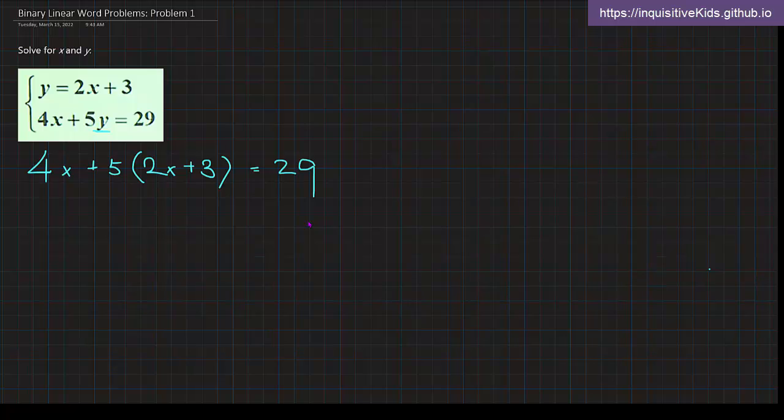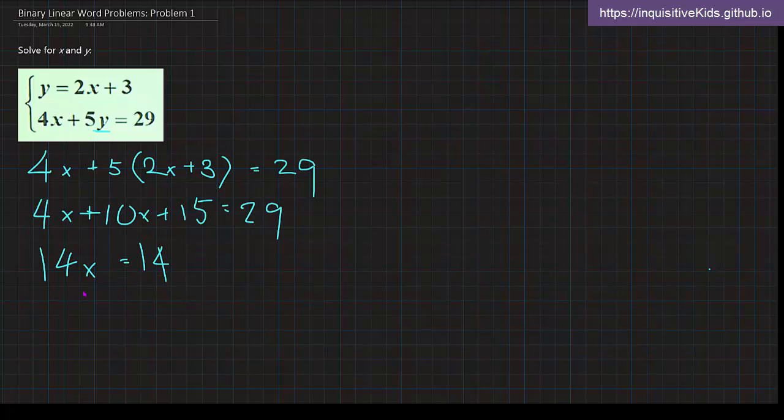Now we know how to solve it because we only have one variable here, and it's x, right? So this is called substitution. We can substitute a value into another value. So let's simplify. 4x plus, and we use the distributive property, so 10x plus 15 equals 29. So we know that 14x equals, and we can move this 15 to the right side, right? 29 minus 15 is equal to 14, making x 1.